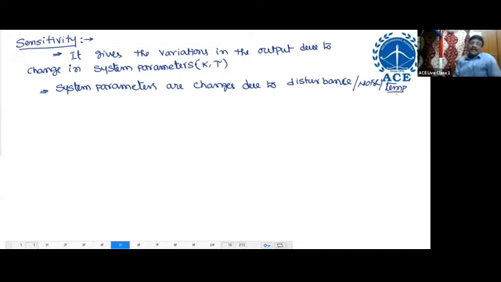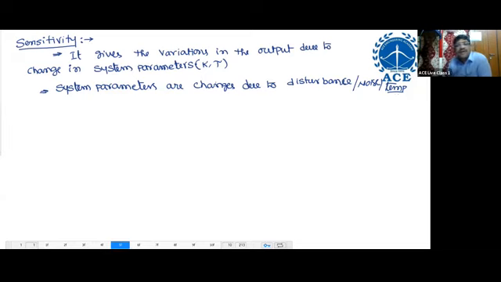For example, see, K and tau are functions of resistors, na? K and tau are functions of RLC components. RLC components change with respect to temperature or not. Once the temperature changes, automatically K and tau change. K and tau changes means G of S changes, as well as H of S changes. G of S, H of S changes means the output also is going to change. So that is the sensitivity.